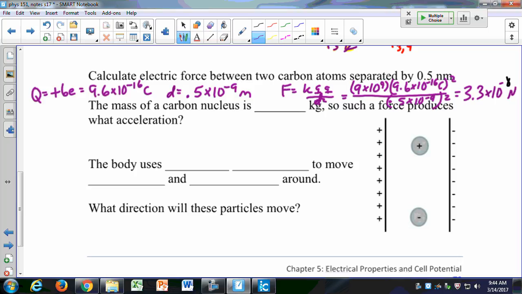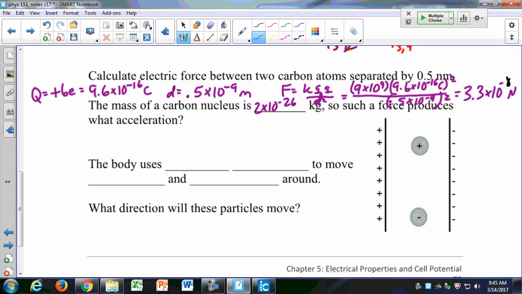That's a pretty small force, right? But when we're talking about very small masses, like the carbon nucleus, which has a mass of about 2 times 10 to the minus 26 kilograms, that force produces a very immense acceleration. If you have such a small mass, you don't need a very big force to hold it together or to move it.